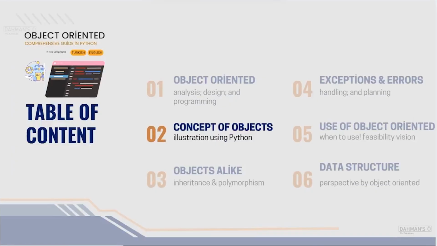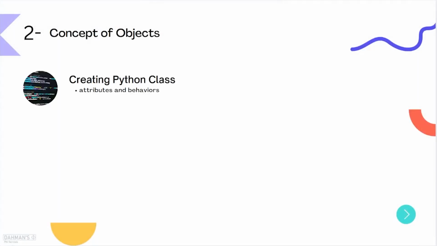Hi, welcome back. So we are at section 2, concept of object. Let's go ahead and review the outlines we shall be covering in this section. Essentially, we're going to be talking about how to create a Python class after we have learned that class represents the blueprint to instantiate objects after the analysis and design step.